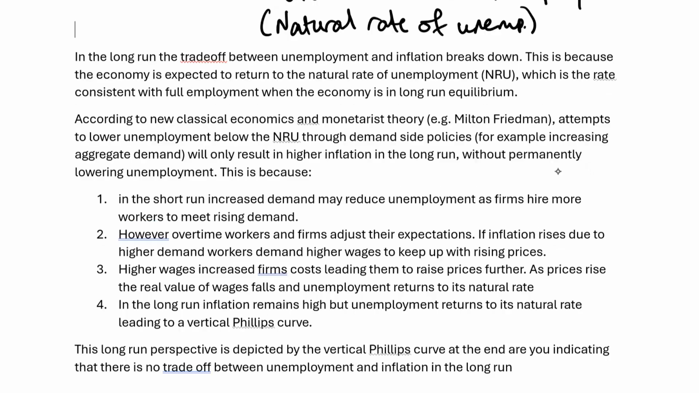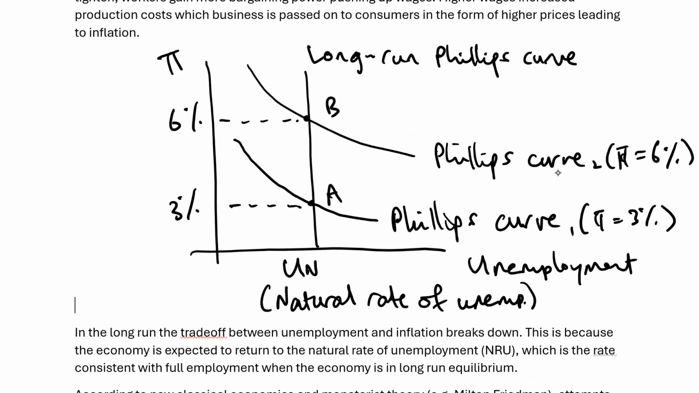So here we've got this vertical, sort of long-run Phillips curve. It's meant to show us that there is no relationship between unemployment and inflation in the long run. In the short run, you can get away with it, right? So in the short run, you can kind of manipulate or lower unemployment or inflation, depending on what you're trying to do through this government policy.